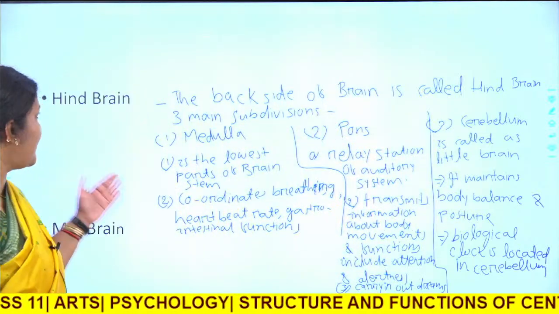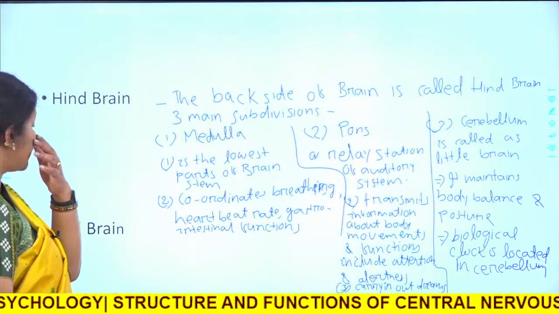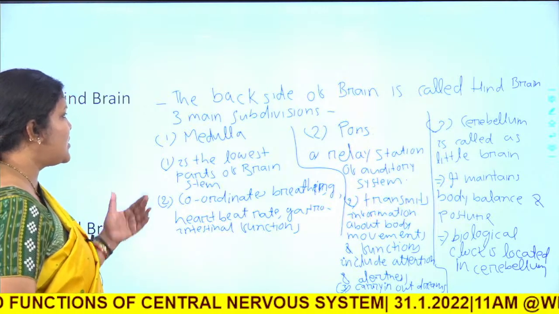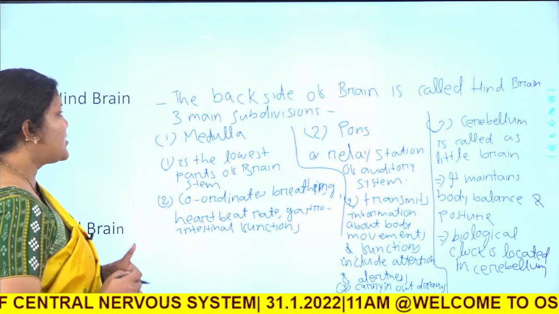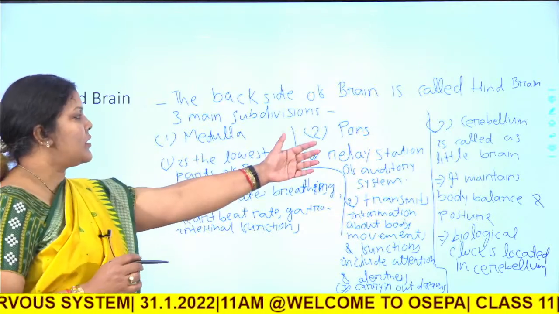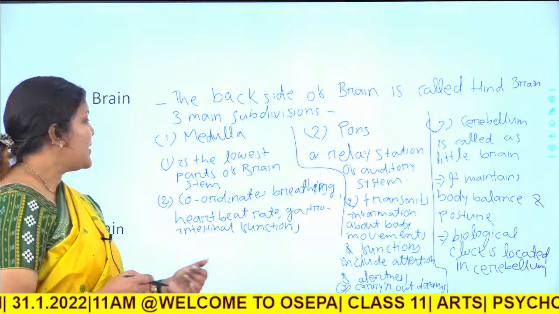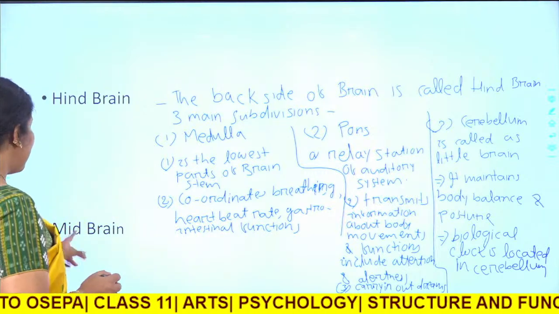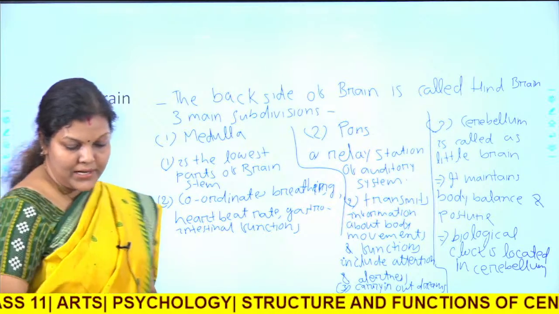So this is about the functioning of the hindbrain, what the subdivisions are, and depending upon their locations and functions, what specific functions are done by the medulla, pons and cerebellum, we discussed. Next, the second part of the human brain system, that is the midbrain. Let us discuss it.